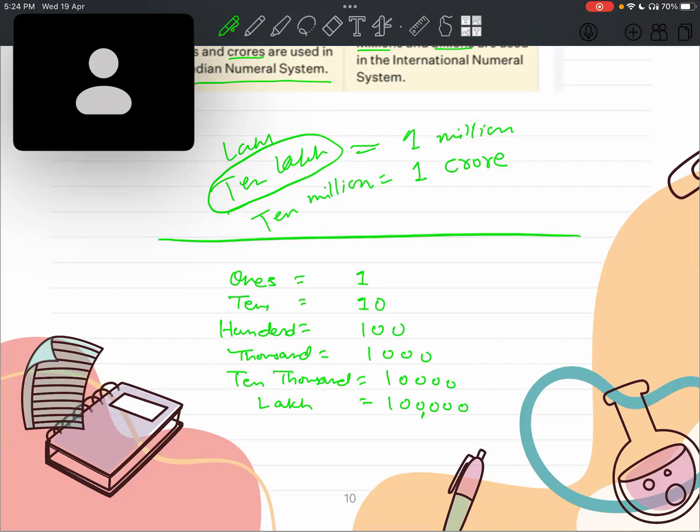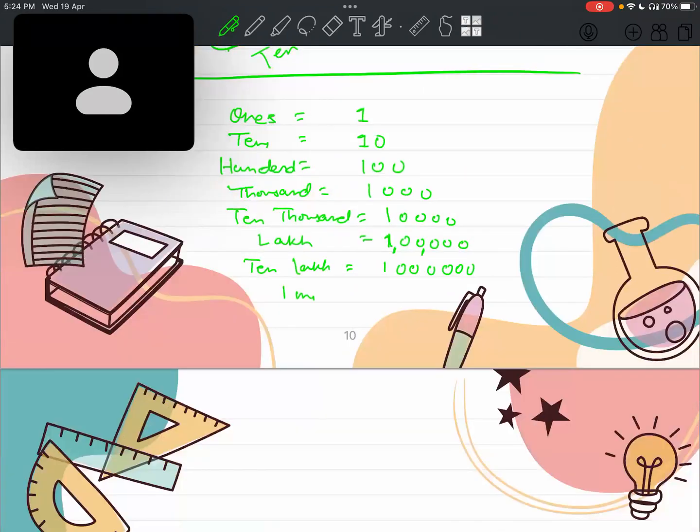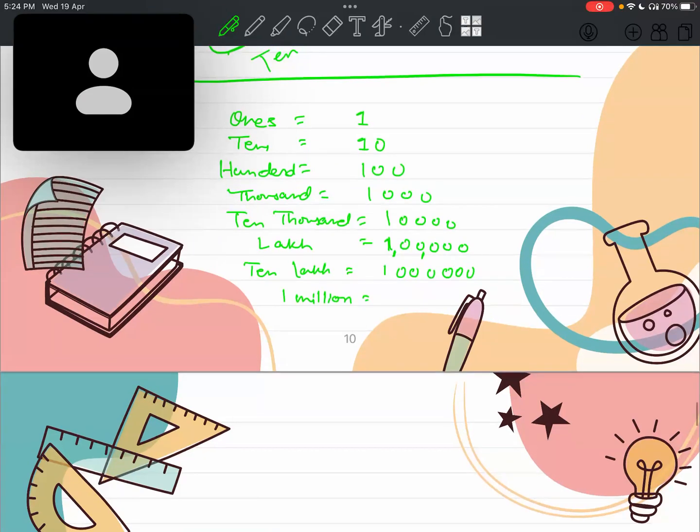And then 10 lakh, that will be 1 with 6 zeros. Then we will have 1 crore. No, after 10 lakhs, we will have 1 million. Yes, it's crore, but 10 lakhs is called 1 million. So 1 million will also have the same number of zeros.